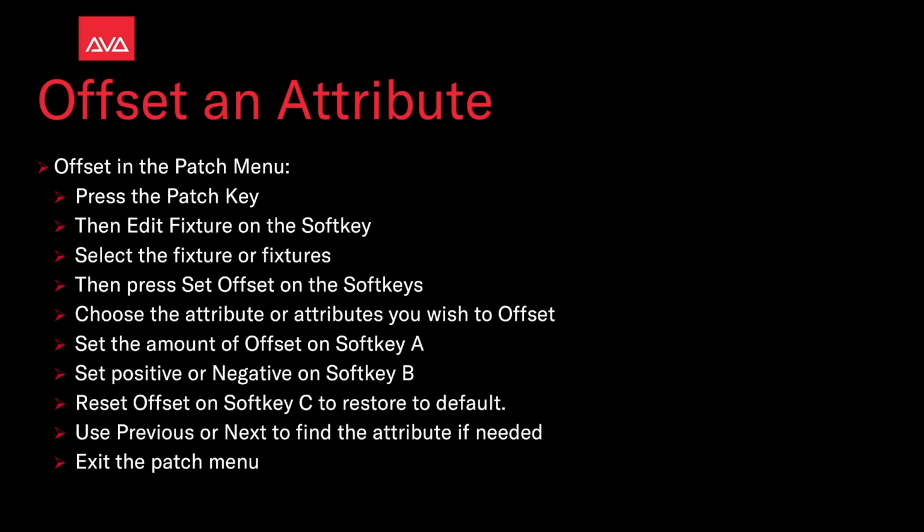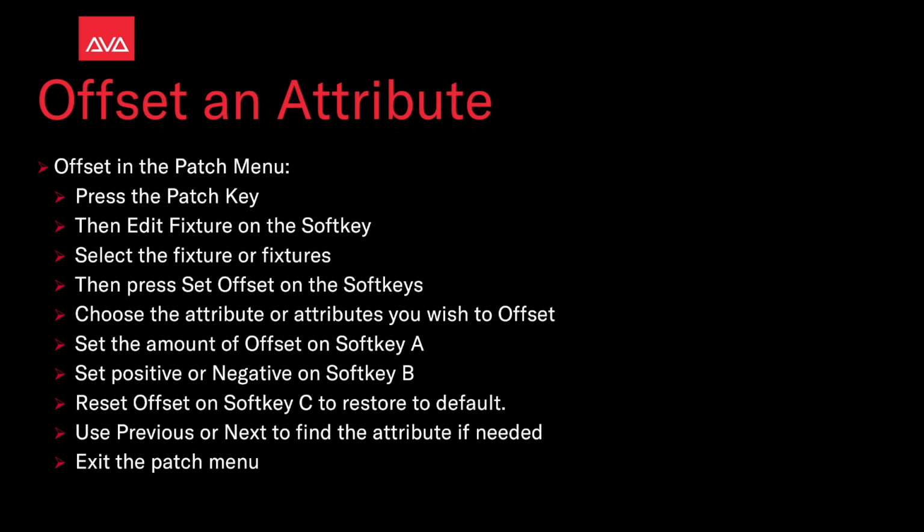To set an offset in the Patch menu, press the Patch key, then Edit Fixture on the soft keys, select the fixture or fixtures, then press Set Offset on the soft keys, choose the attribute or attributes you wish to offset, set the amount of offset on soft key A, set positive or negative on soft key B, reset offset on soft key C to restore to the default values. Use the previous or next to find the attribute if needed. You can exit the patch menu.